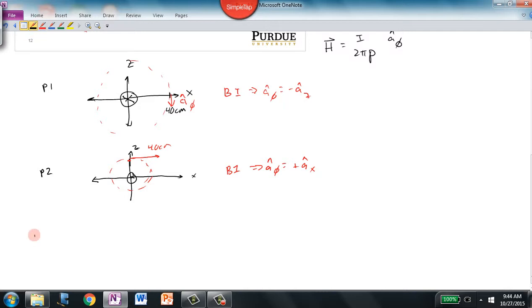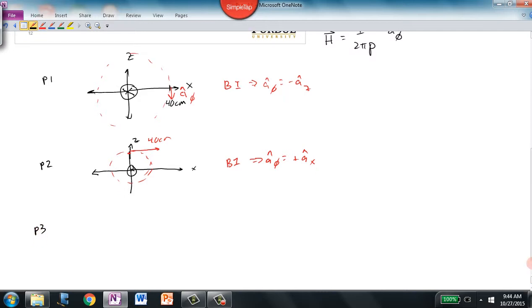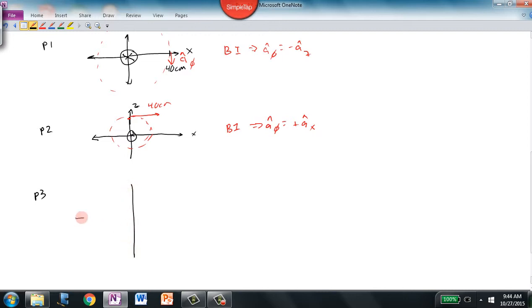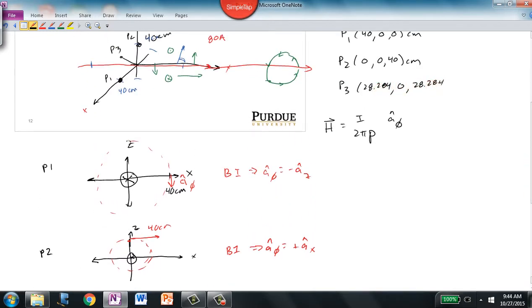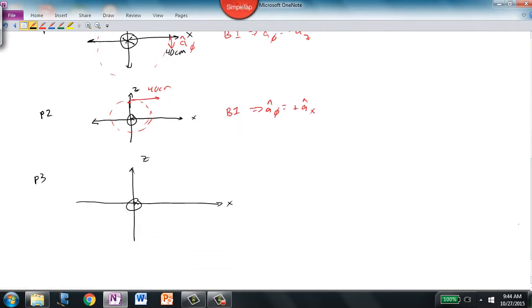But now let's go to point 3. We've got the same plane as we've analyzed in the last 2 cases, the x-plane and the z-plane, and we've got current flowing into the screen in this case. But now we don't want to come out 40 centimeters. We only want to come out 28.284 in both directions here. So this is 28.284, and this is 28.284. And so we need to come at the intersection of those 2 points.